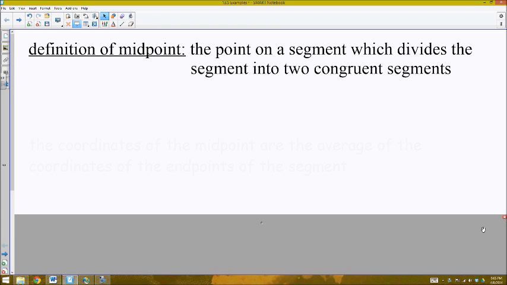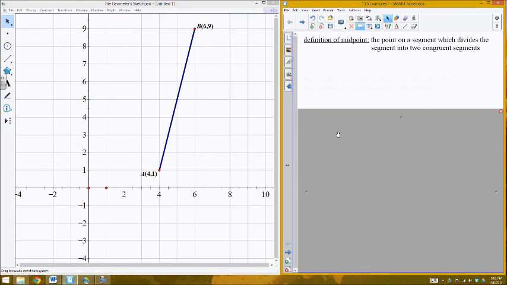Before we start talking about how to calculate the location of a midpoint in coordinate geometry, let's remind ourselves what a midpoint actually is. It's the point on a segment which divides the segment into two congruent parts, or two congruent smaller segments. So let's see an example of that.